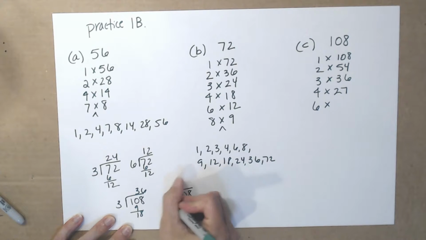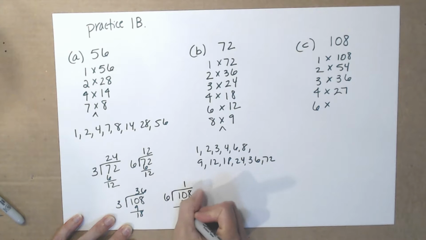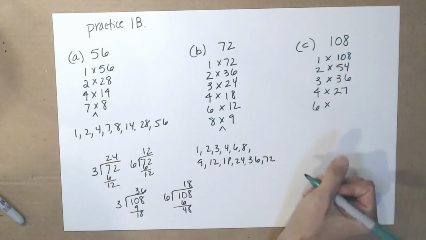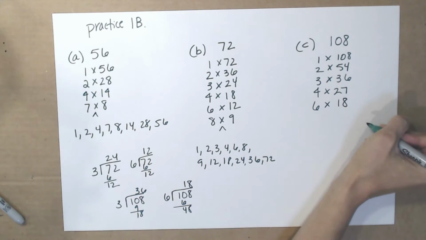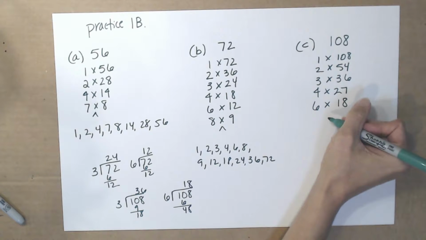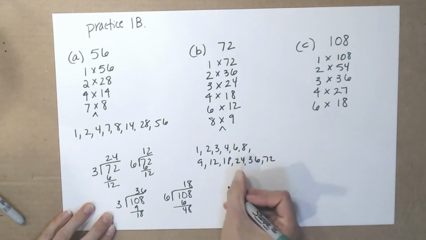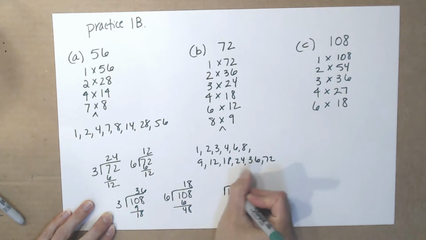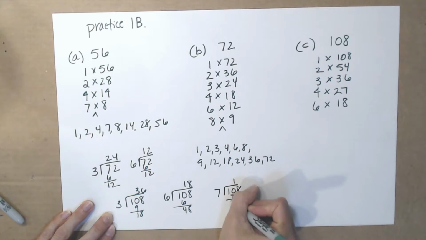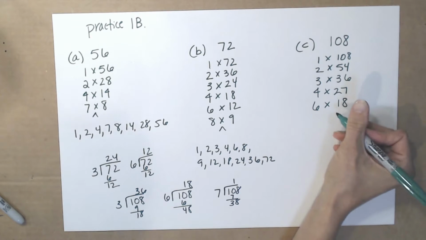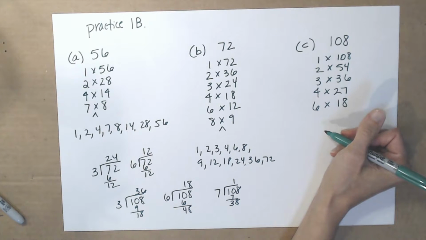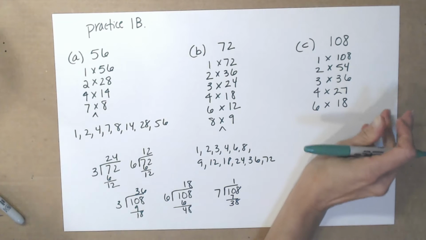I can go off to the side and figure out what that is. 6 times 18. All right, is 7 a factor? Well, if you're not sure, just check it out. Nope, that does not come out evenly. 7 is not a factor. 8 is not a factor.